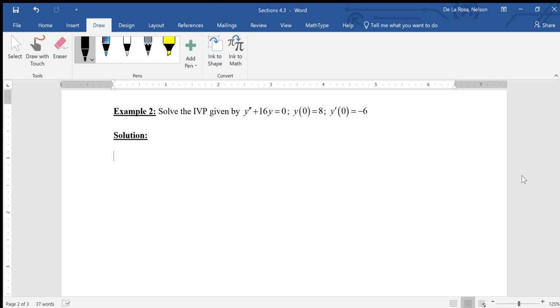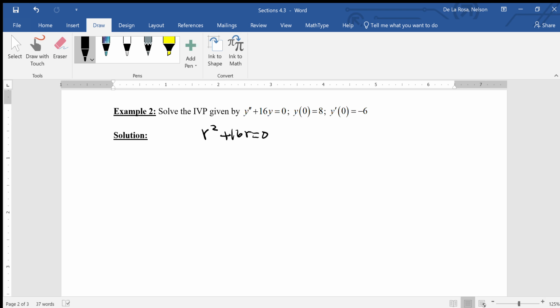Example 2, section 4.3. We need to solve an initial value problem. It is convenient to write this second order differential equation, which is homogeneous again, because the right side of the equation is 0. We can write the auxiliary equation from the given equation, and in this case, it's going to be r squared plus 16r equal to 0.